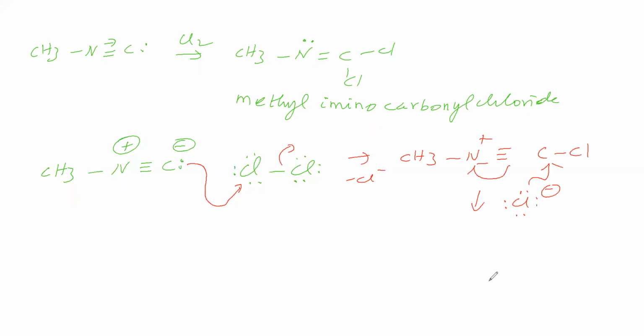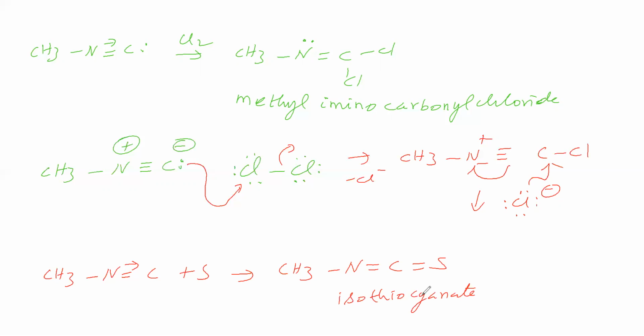Okay. Next, isocyanide with sulfur we'll see. Isocyanide with sulfur gives CH3 N double bond C double bond S. It is an isothiocyanate. Methyl isothiocyanate is the compound. Okay. Next reaction. Isocyanide on heating converts to cyanide, we can say.